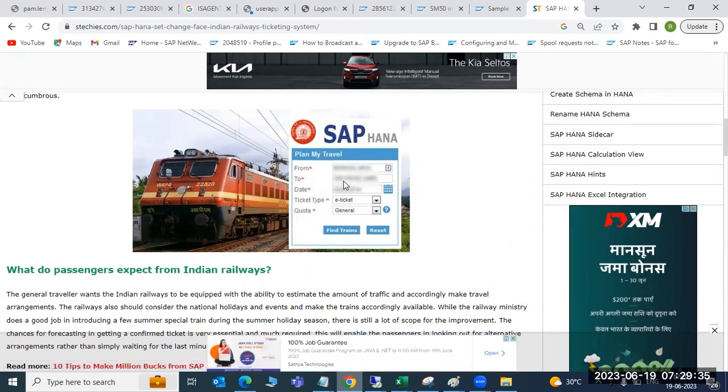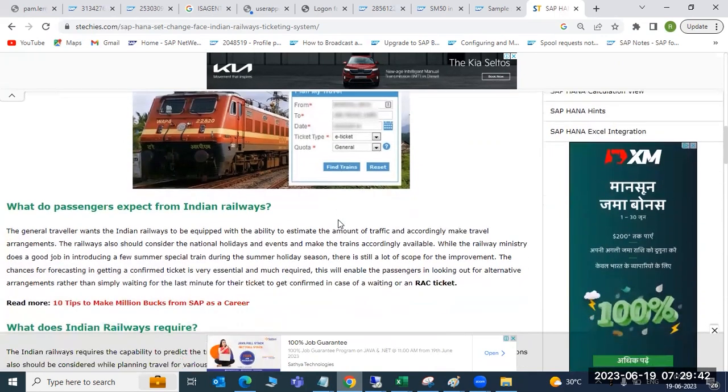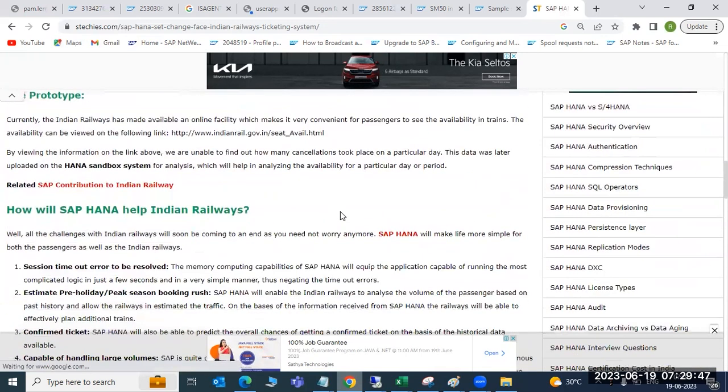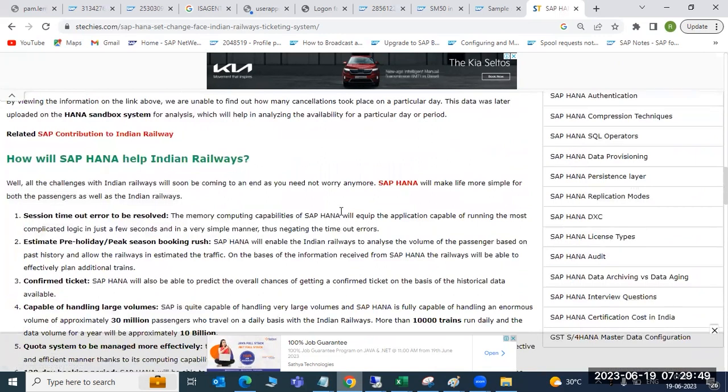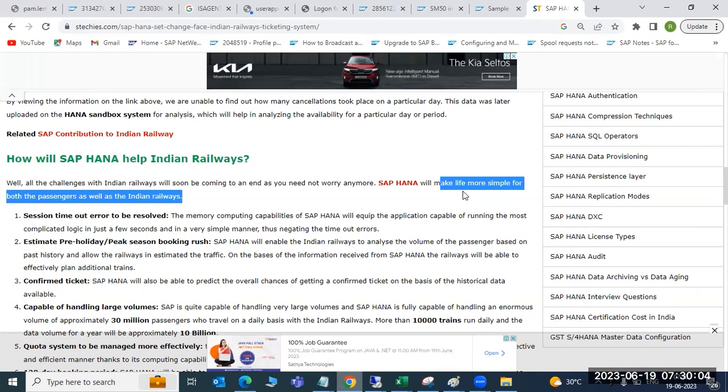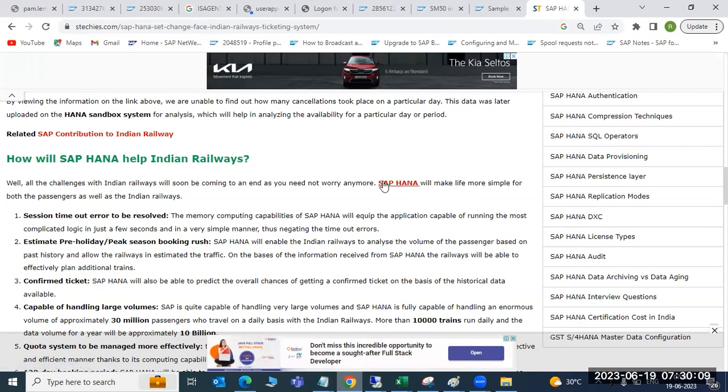Previously, just to open and find trains would take a longer time, and booking the ticket took a lot of time. Sometimes we were not sure whether the ticket would be booked or not. But now in a fraction of milliseconds we get it. You can see how the SAP HANA database is helping Indian Railways, and how HANA makes life simpler for both passengers and the Indian government. It's true, because nowadays the HANA database is very fast.